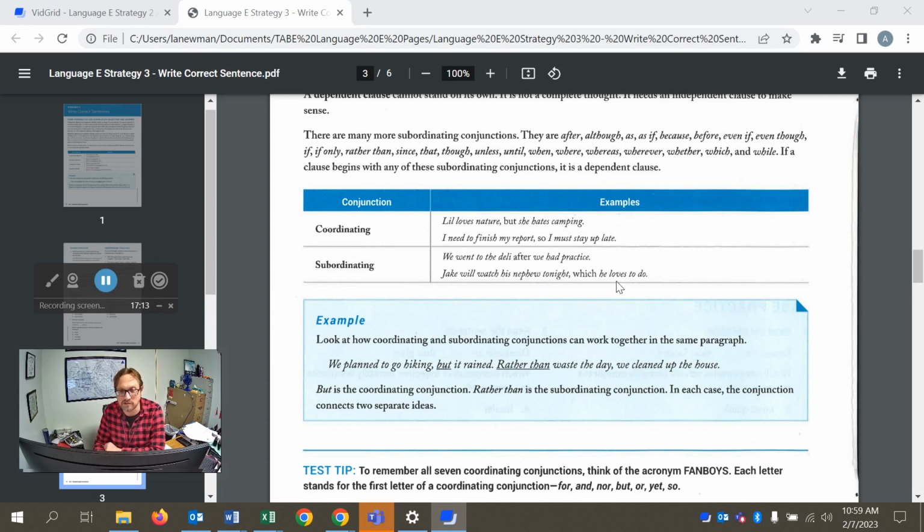It couldn't stand alone. So, another way to say it is the first half of the sentence, we went to the deli, could be its own complete sentence. But after we had practice cannot be its own complete sentence.